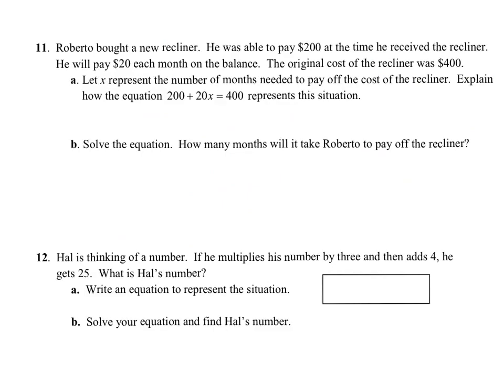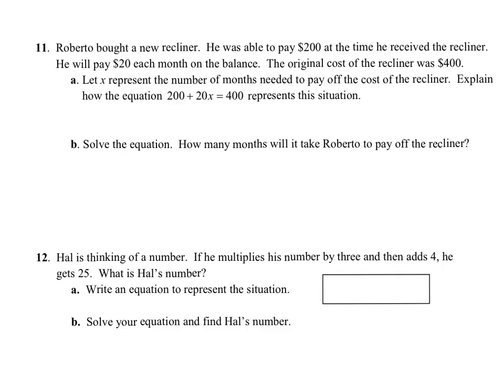Okay, on number 11, it says Roberto bought a new recliner. He was able to pay $200 at the time he received the recliner. He will pay $20 each month on the balance. The original cost of the recliner was $400. A. Let X represent the number of months needed to pay off the recliner. Explain how the equation 200 plus 20X equals 400 represents the situation.